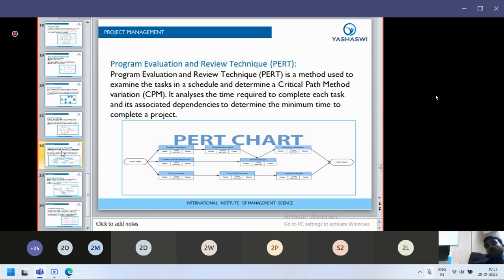Coming to our point, program evaluation is nothing but consideration of all the key aspects of project management. Program evaluation and review techniques, as the name indicates, review and techniques. Each method is used to examine the tasks in a schedule and to determine a critical path method variation. In any process, variations come under the processes.